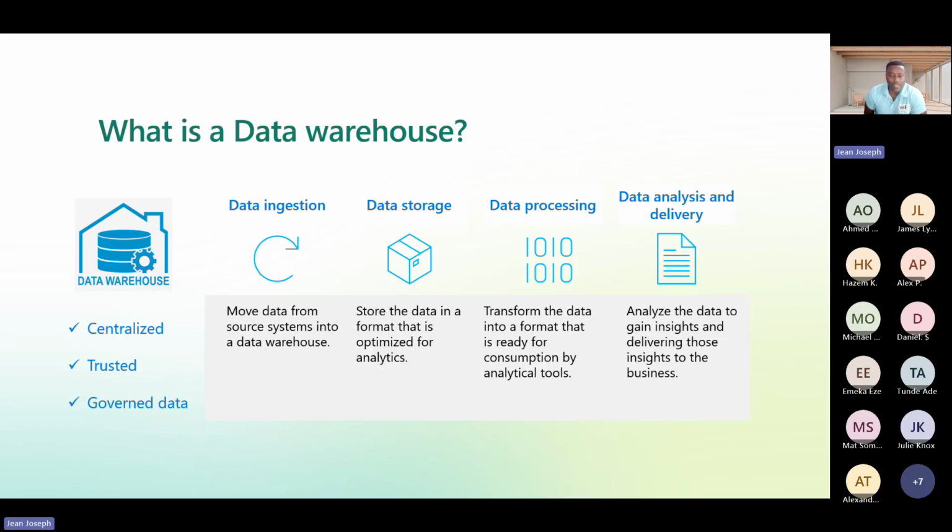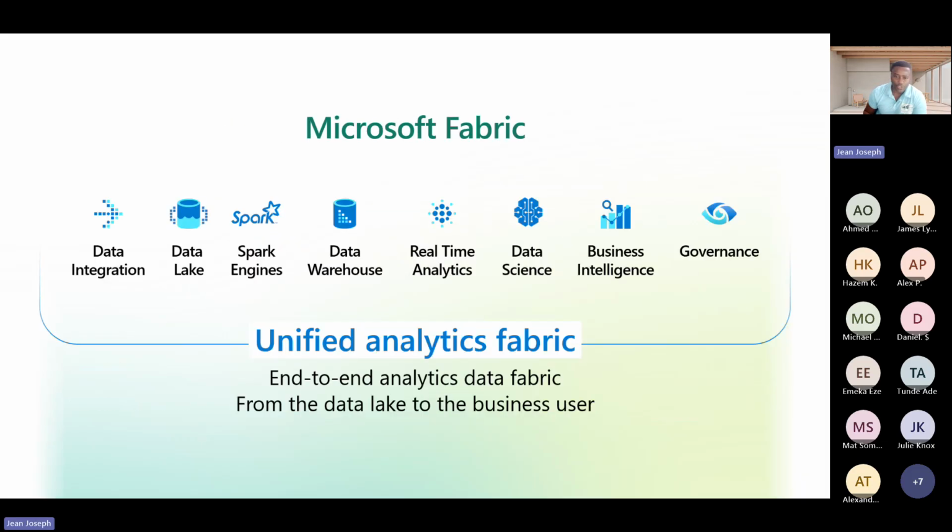So think of a data warehouse as a place where you ingest data from different sources, clean that data, and store that data for analysis. So once that data is stored, we can consider this as a centralized, trusted data governance. In other words, we most likely require a distributed system. In our case, it's going to be Fabric.